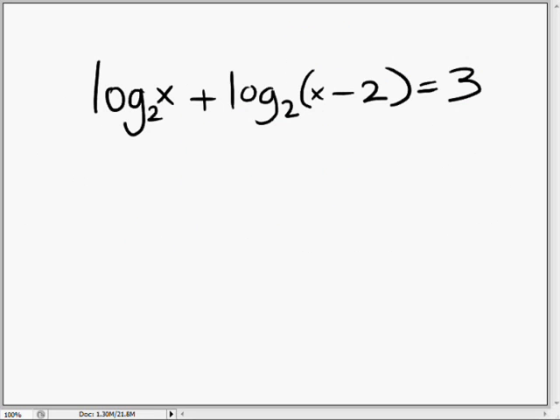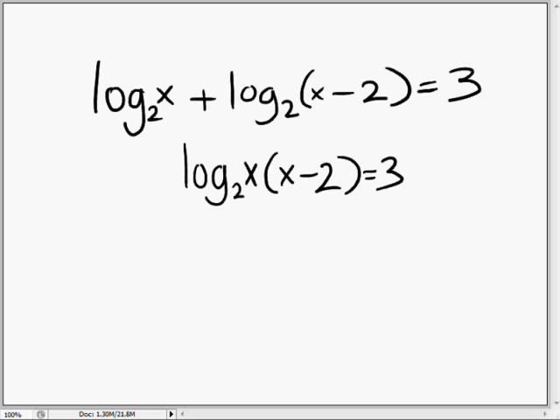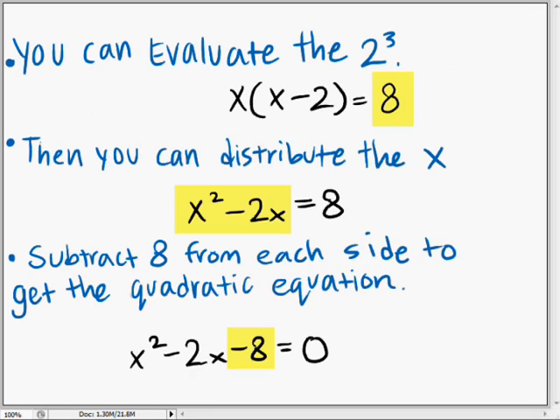Here is an example from the solving unit midterm, question number 6. The first thing you can do here is condense a logarithm since they have the same base, which is base 2 of log 2. This becomes log base 2 of x, parentheses x minus 2, equals 3. Now that the logarithms are gone, you can continue to solve the problem.